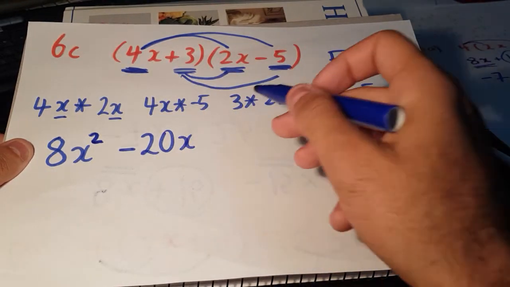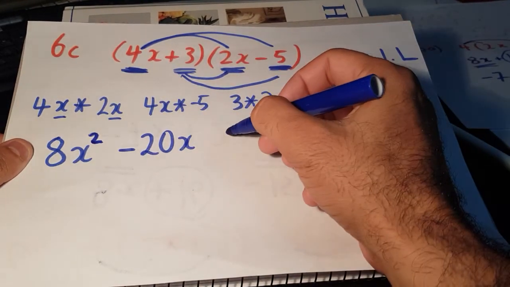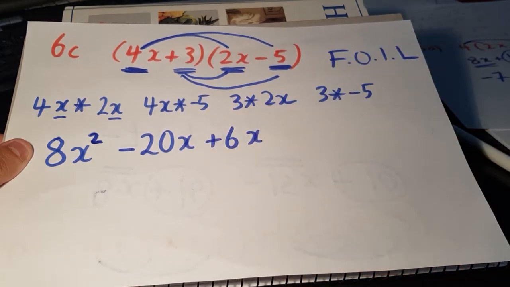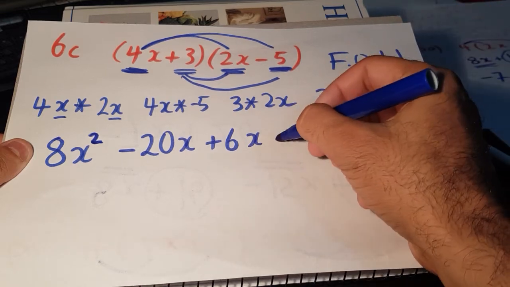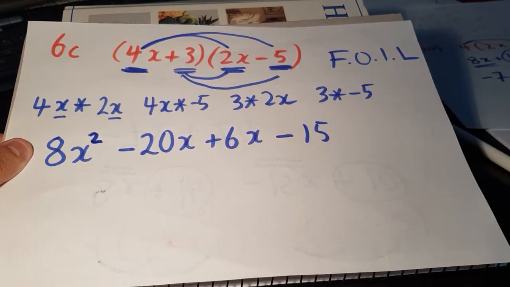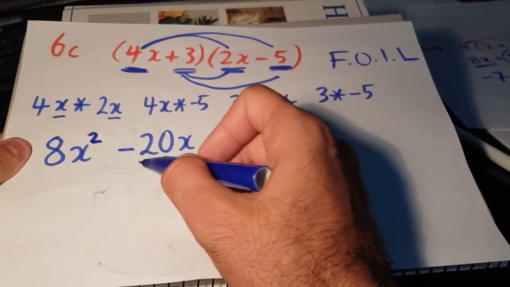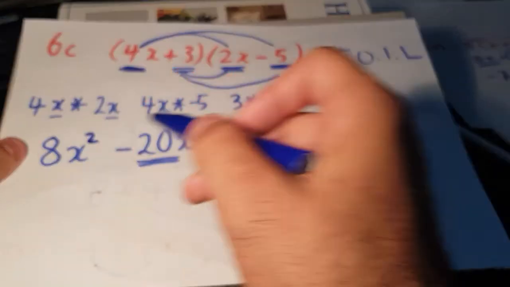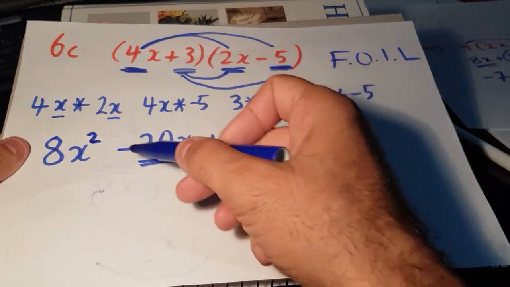20x. And 3 times 2x, that's 6x, and it's a positive. And 3 times negative 5 is a negative 15. Now that we've done this, we can just collect the like terms. Now, the only like terms that I can see here are the x's. And this is a constant term, and that has an x squared, so they are unique. These are the like terms.